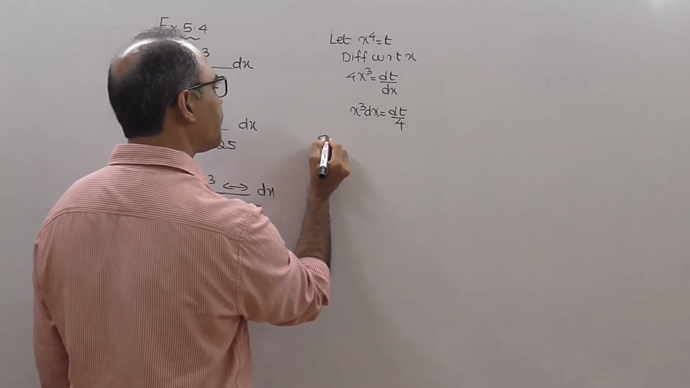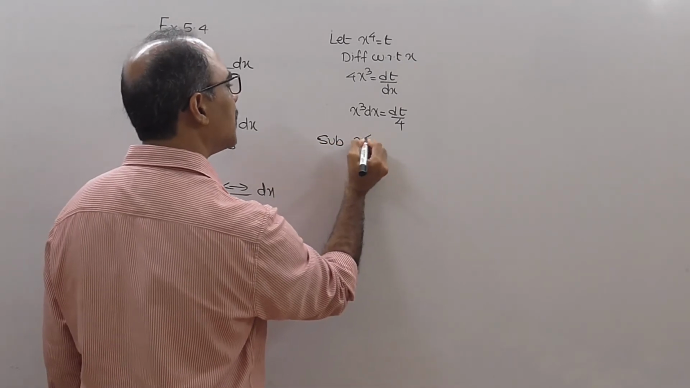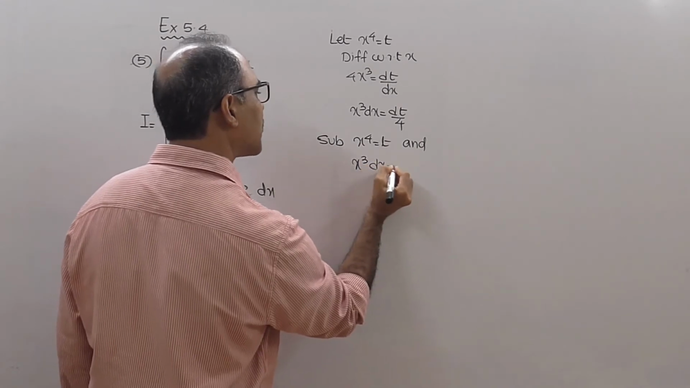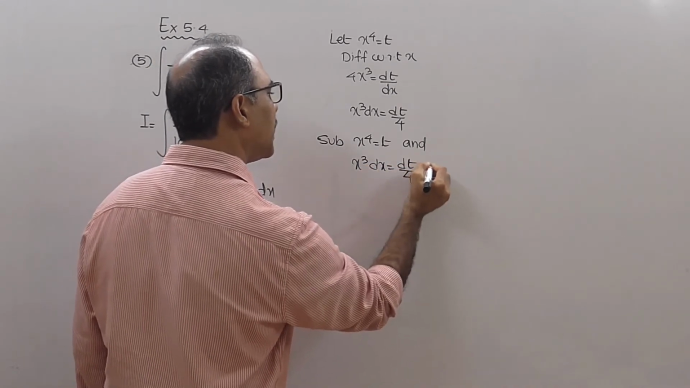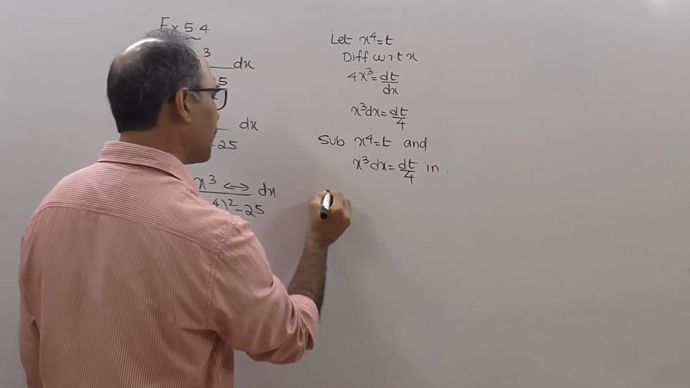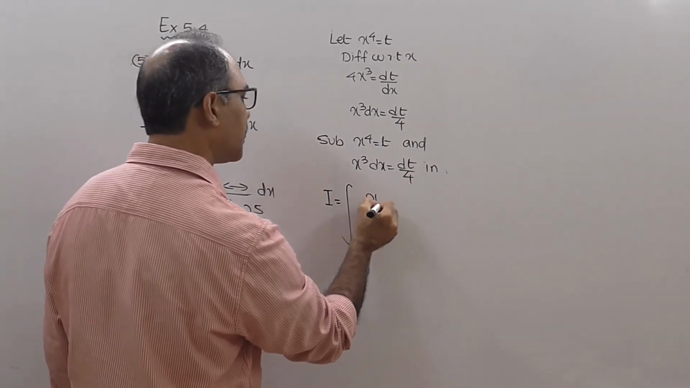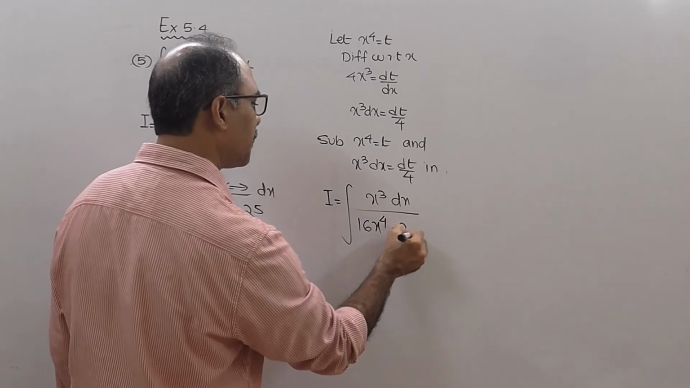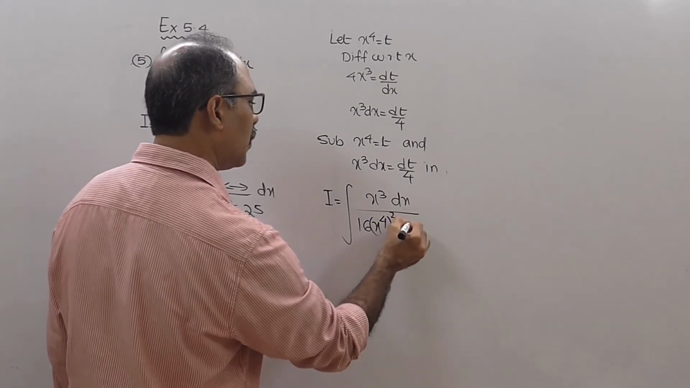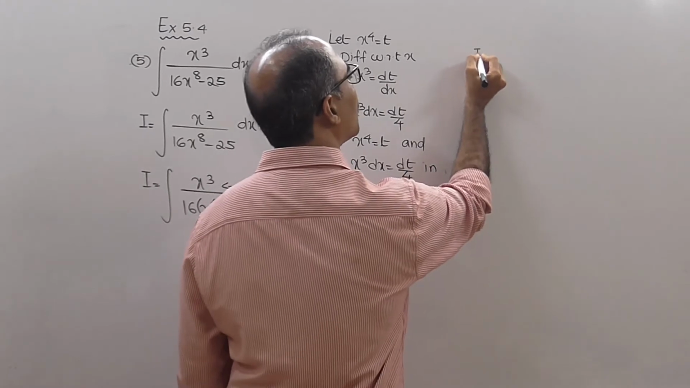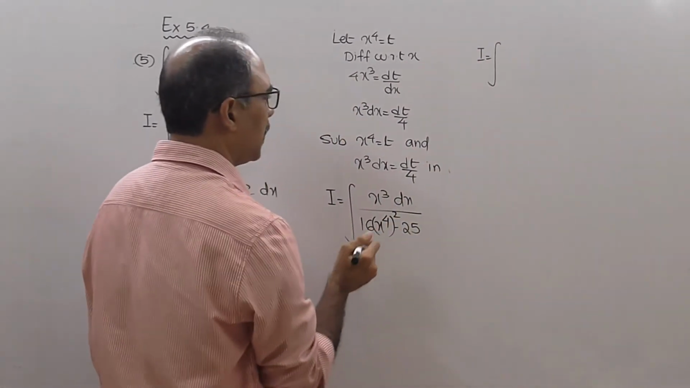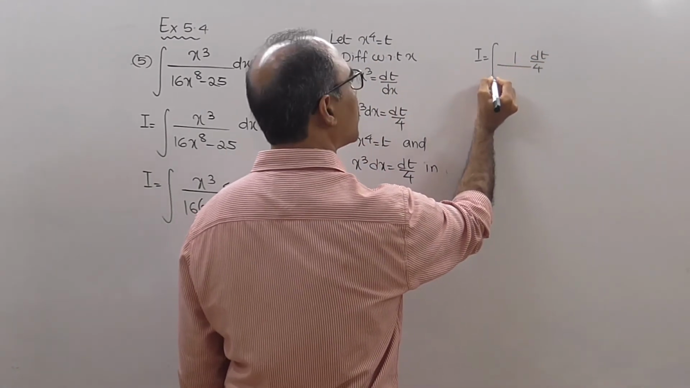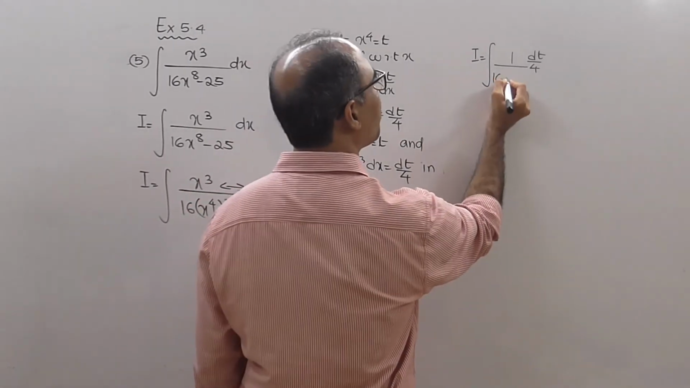So what I will do is substitute x raised to 4 equal to t and x cube dx equal to dt upon 4 in I equal to integration x cube dx upon 16x raised to 4 the whole square minus 25. So I equal to integration x cube dx, which becomes dt by 4. This is 1 upon 16, x raised to 4 is t.